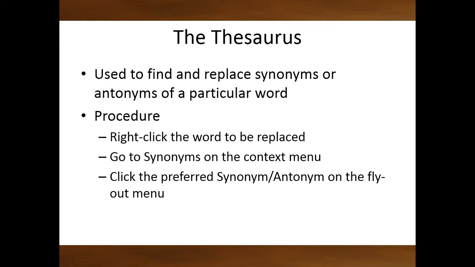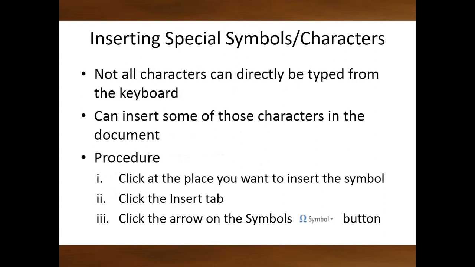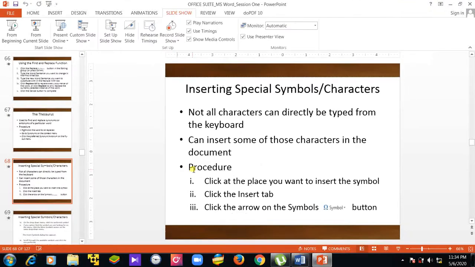Step 1. Right-click the word to be replaced. Step 2. Go to synonyms on the context menu that appears. Step 3. Click the preferred synonym or antonym on the flyout menu. Let us look at how you go about it.